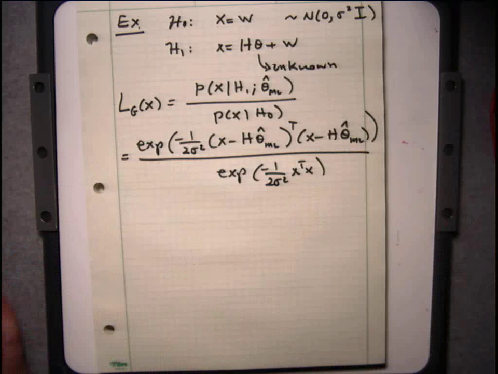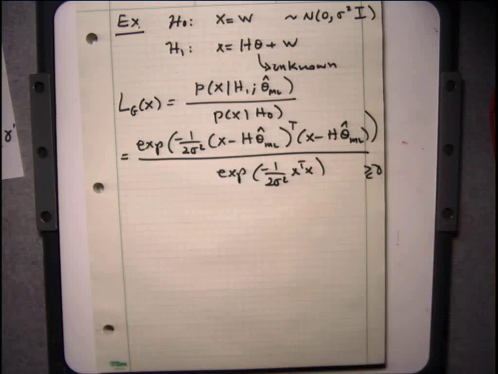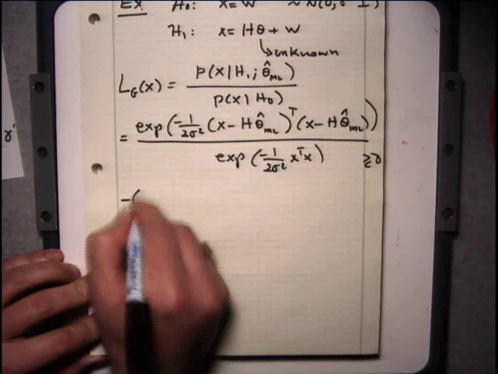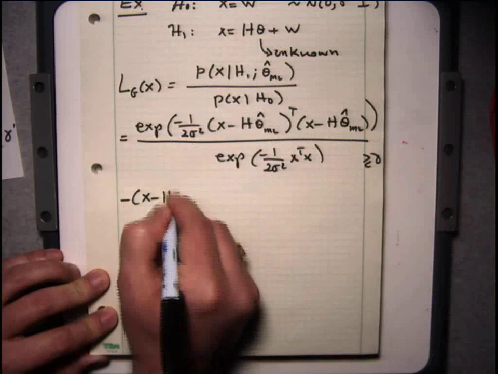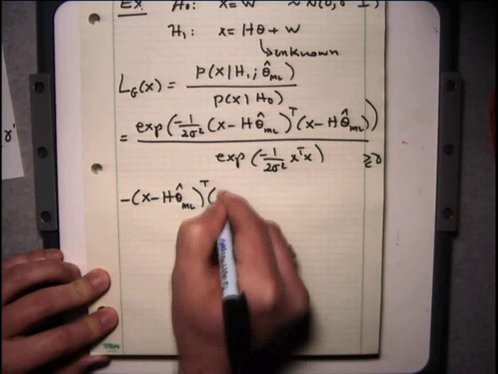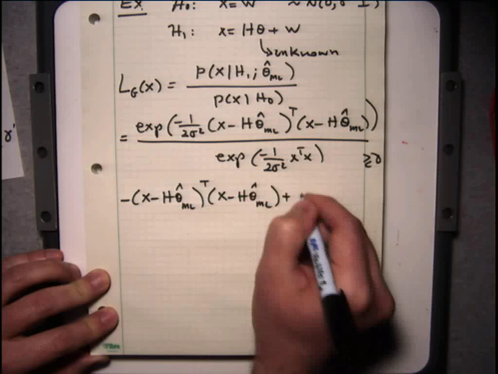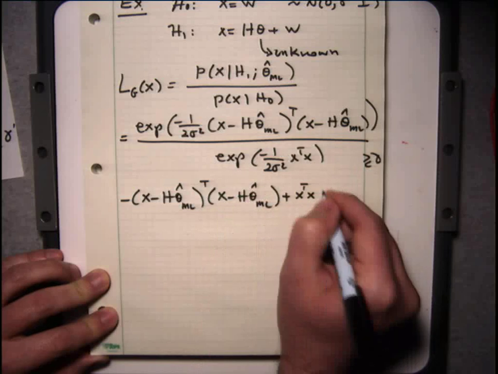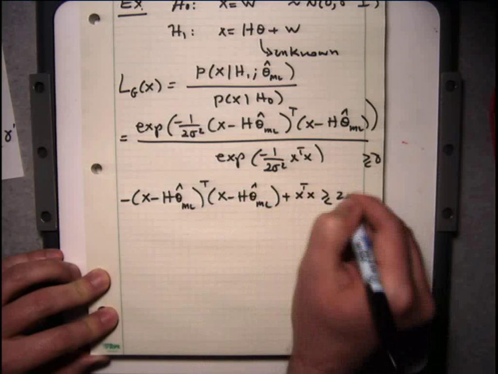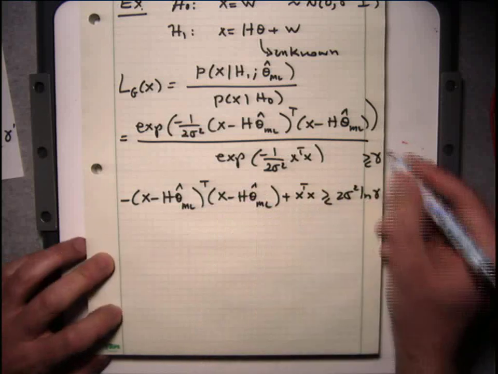And now I'm going to simplify this. This is going to be compared to a gamma, right? So I'm going to take log of this and simplify, and here's what I'm going to get. Minus x minus h theta hat ml transpose x minus h theta hat ml plus x transpose x compared to 2 sigma squared log of gamma. And this is the gamma that we just had before.